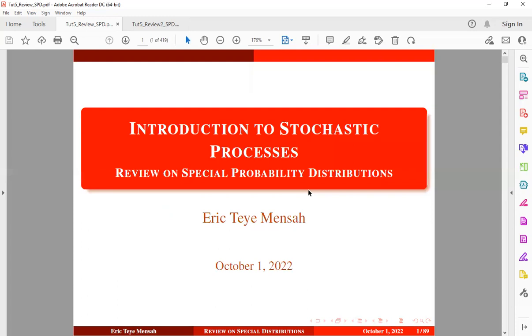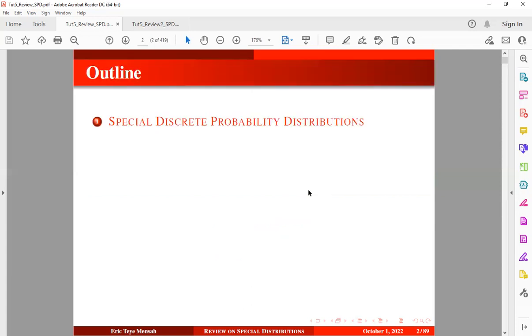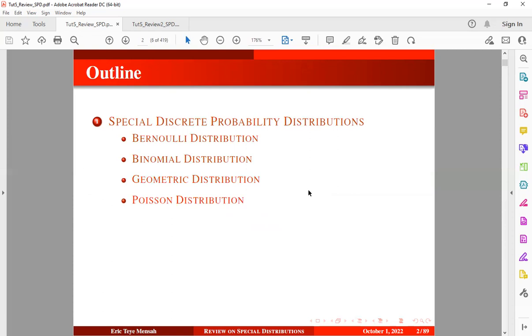Right, so the last important review or preliminary topic for stochastic processes is special probability distributions, okay? So in this review, we'll be looking at the special discrete probability distributions, which entails the Bernoulli distribution, binomial distribution, geometric distribution, and Poisson distribution, okay? We have other types of special discrete probability distributions, but we'll just focus on these ones for now, okay?